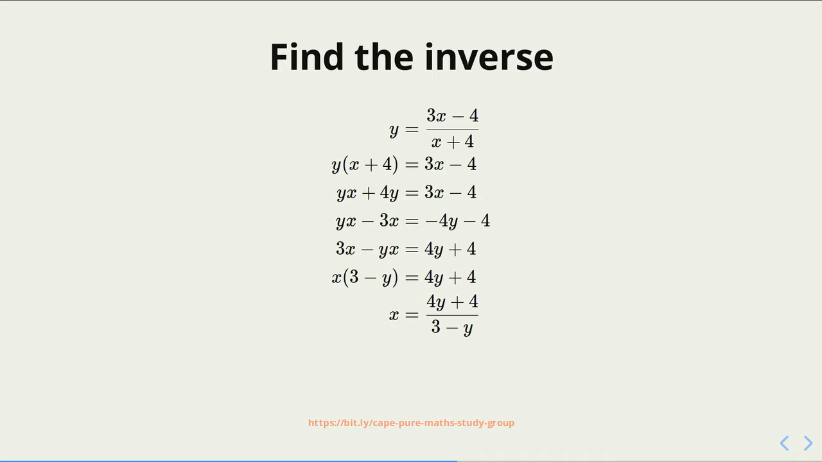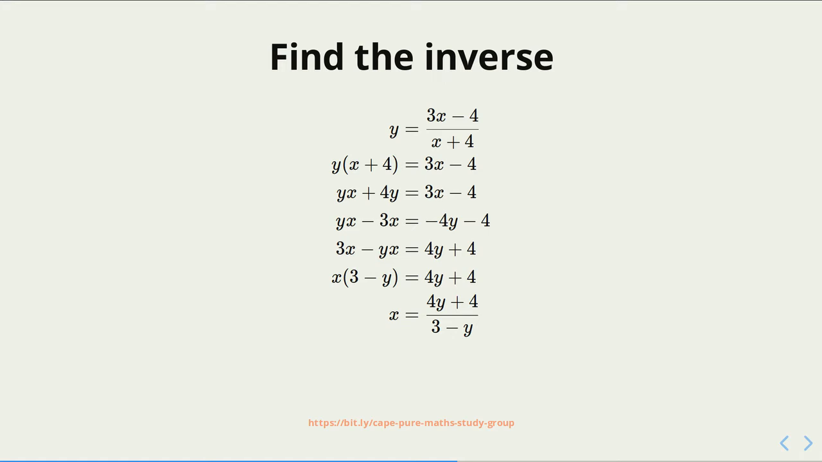Let's group all the terms involving x on the left hand side by subtracting 3x from both sides, and let's carry the 4y onto the right hand side by subtracting 4y from both sides. So we end up with yx minus 3x is equal to negative 4y minus 4. Let's multiply both sides by negative 1 just to get a nice term in the end. So doing that, we get 3x minus yx is equal to 4y plus 4.